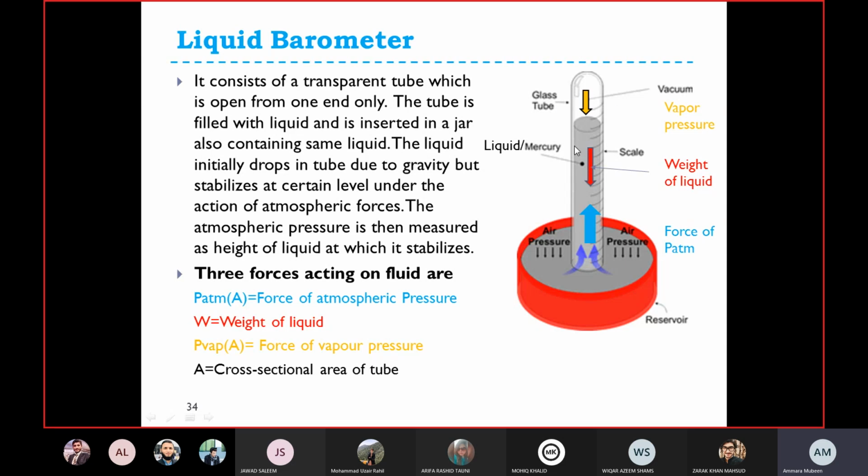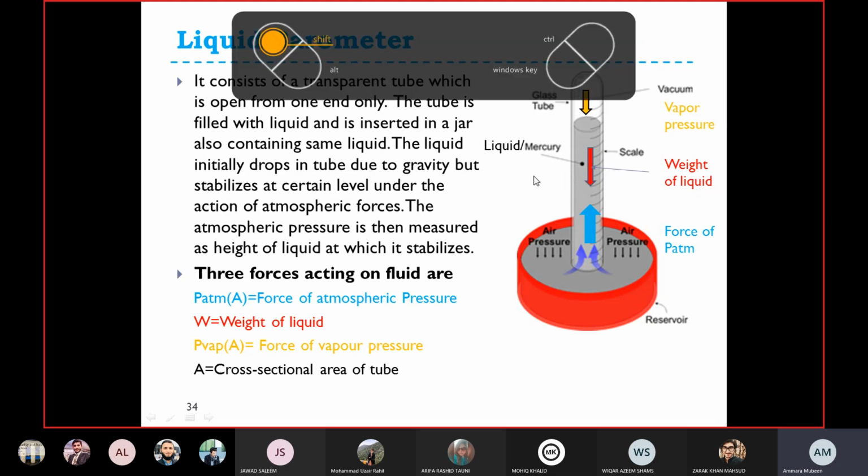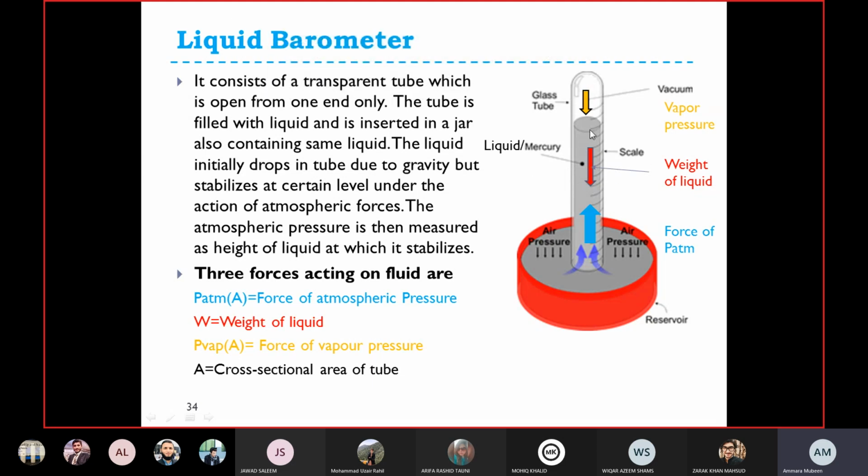So when this tube is inserted in the same liquid, and this tube is also containing liquid, then the liquid will be moving inside the tube until it gets stationary. When there is a stable condition of the height of the fluid in the tube, then you get the reading.